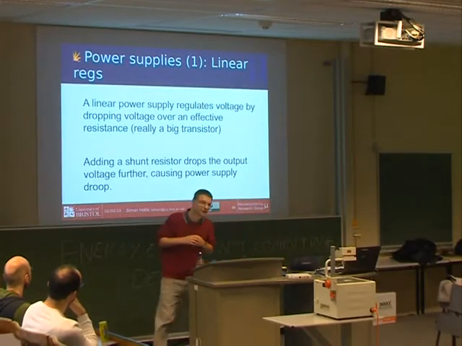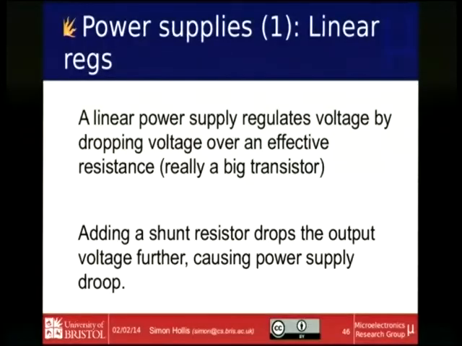So let's look at the linear one first. Simpler of the two. What it does is it says, okay, I've got an input voltage and I've got an output voltage, that's a voltage for the microprocessor, and I'm going to change the difference by just wasting the energy. Okay, so you put in 5 volts, you've got 1 volt, it just wastes 4 volts worth of energy.